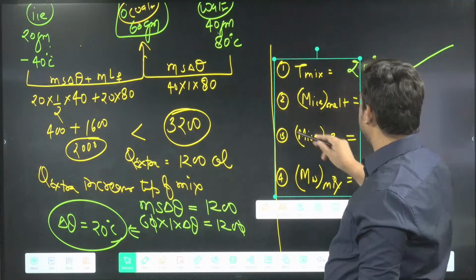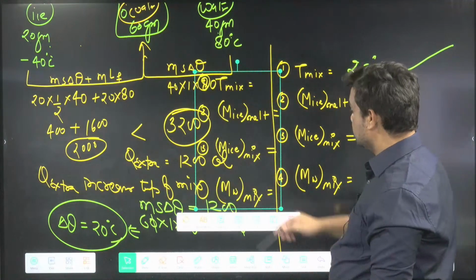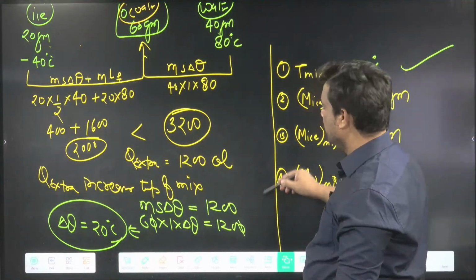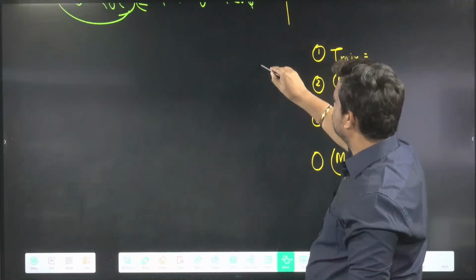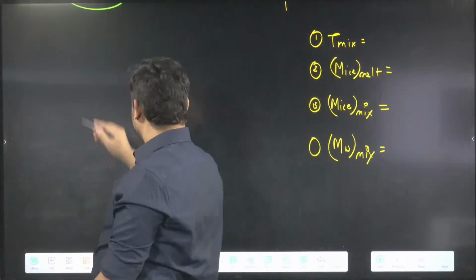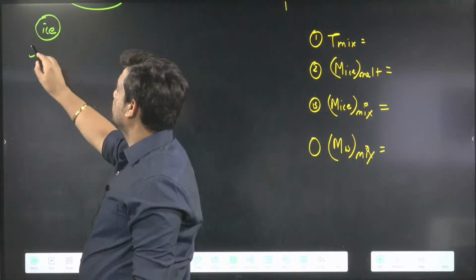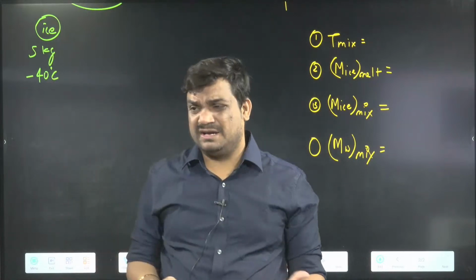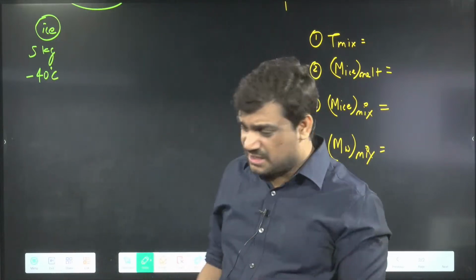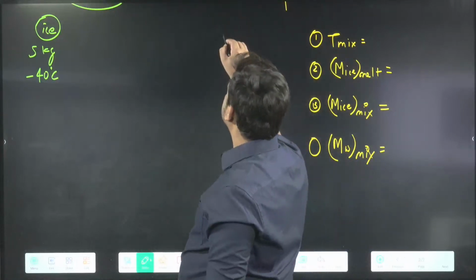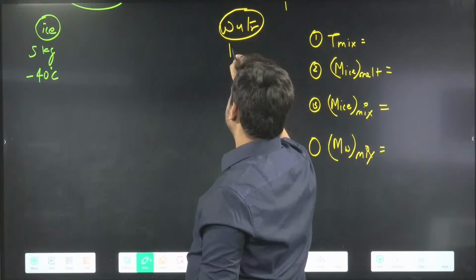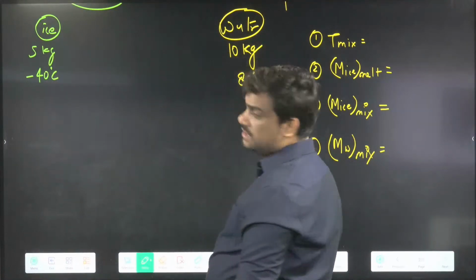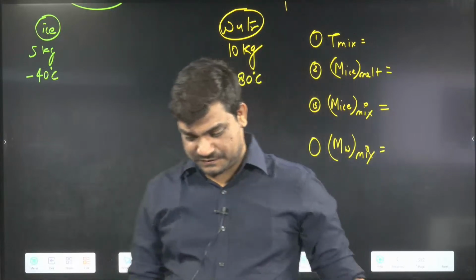Like the next question I will be taking here, and as usual, these questions remain the same. So I'm going to copy here, clone this one, and write: 5 kg ice at minus 40 degrees Celsius is mixed with 10 kg water at 80 degrees Celsius. They can give some other temperature, minus 10, minus 20. I'm taking this here for easier calculation.